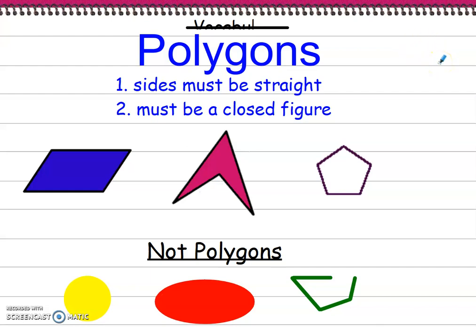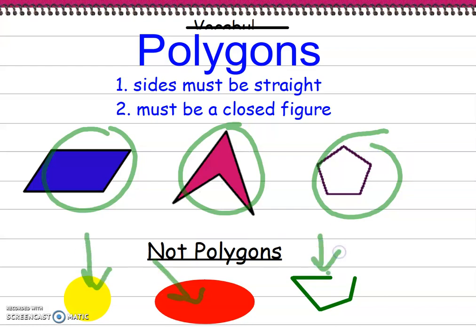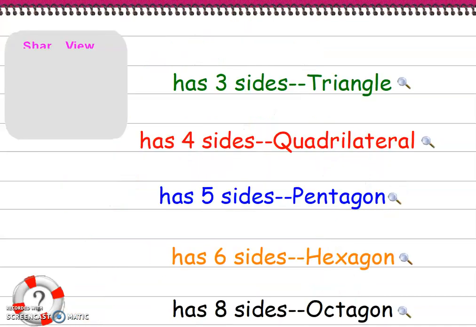Polygons. Polygons must have sides that are straight, and it must be a closed figure. These are polygons. These are not polygons. These circles do not have straight sides. And this is not closed. If I made a line here and closed it, then it would be a polygon. A triangle has 3 sides.